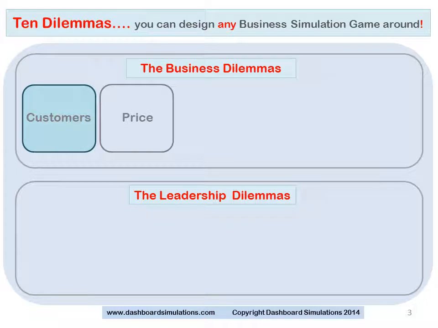The second dilemma is price. When you increase price, you reduce demand. There's always a price demand sweet spot where you optimize both. But if you push price too far, you fall off the cliff. And if you don't push it far enough, you leave money on the table.